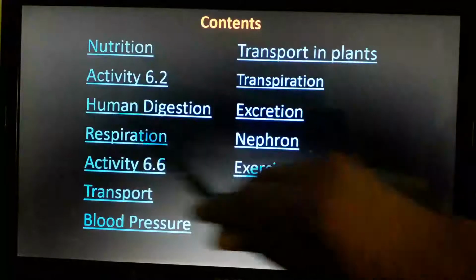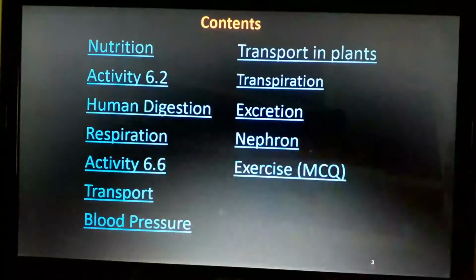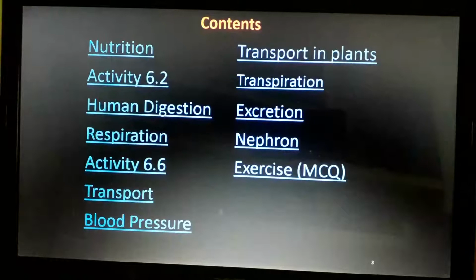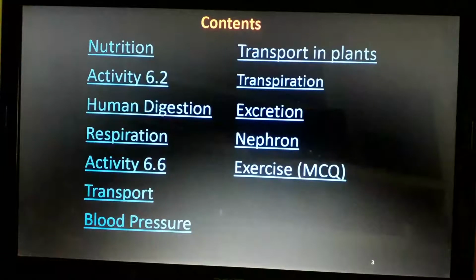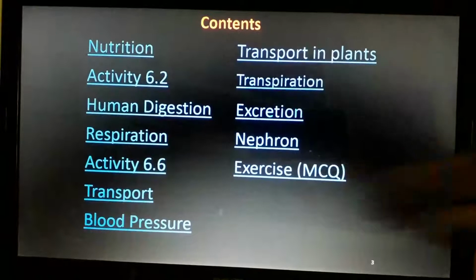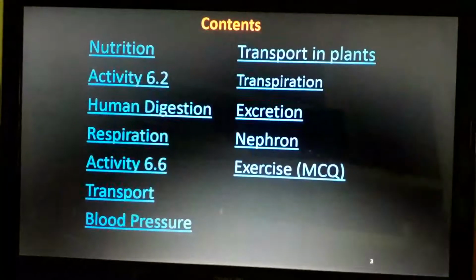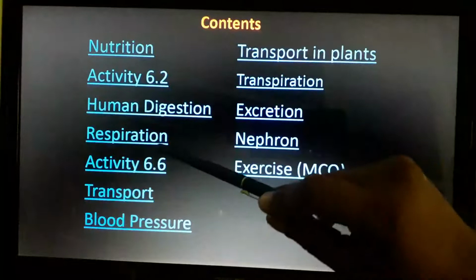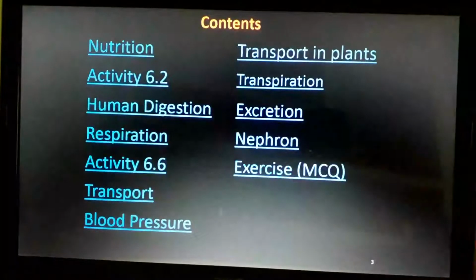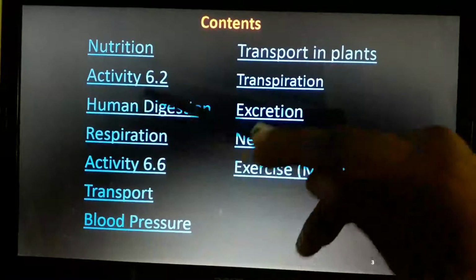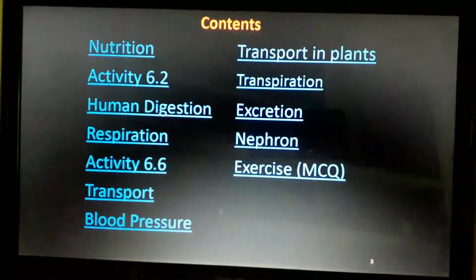Then we will go for human digestion. You already studied about human digestion in your smaller classes, but in this 10th standard you will study it in detail, what all things are happening in our human body regarding our digestion. Totally, we will go through that. After that, respiration. There is a lot of confusion among 10th standard students between respiration and human digestion. So, what is respiration and what is human digestion? Anyway, in detail, we are going to study that.